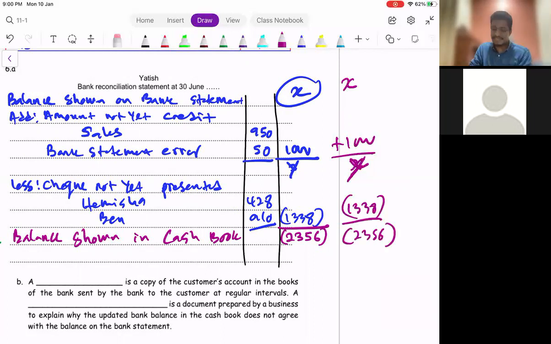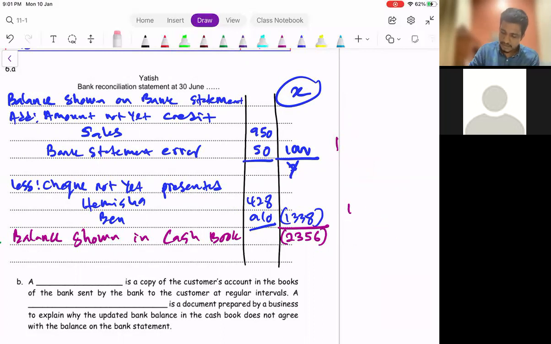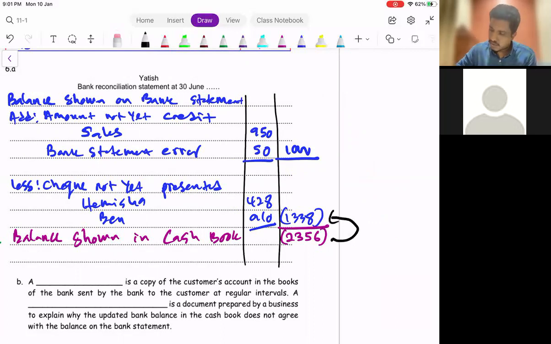Negative 2356. So how to calculate the Y? What do you do with the Y? So how to calculate this? Wait, we take this minus this. Okay, 2356 minus 1338. I get 1018. 1018, still a negative. Then this one, X plus with this.